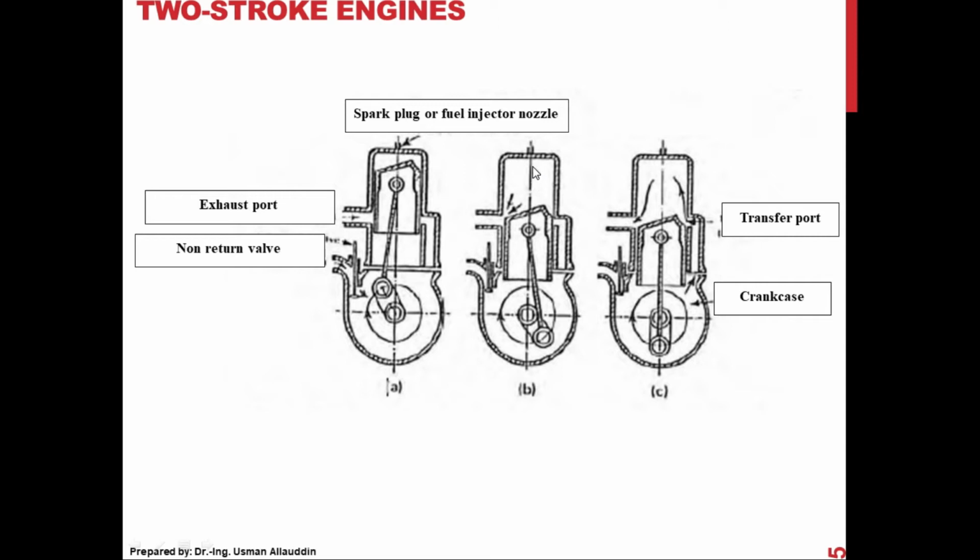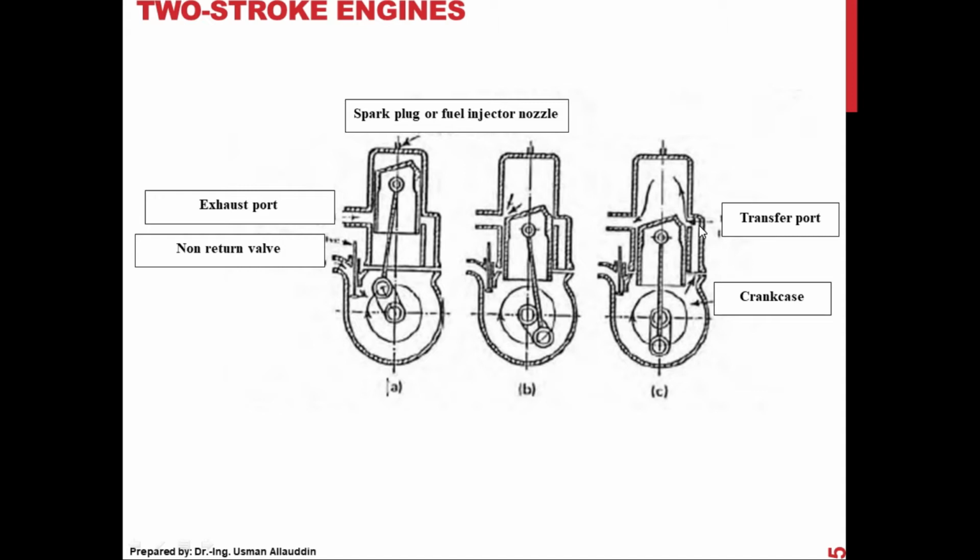Now as it goes further downward, this opening will also be uncovered, and at the bottom, in the crankcase part, we already have the air fuel mixture. I will tell you later from where this air fuel mixture has come. When this opening is uncovered, then through this transfer port the air fuel mixture will come into the cylinder, and at this instant both openings will be uncovered.